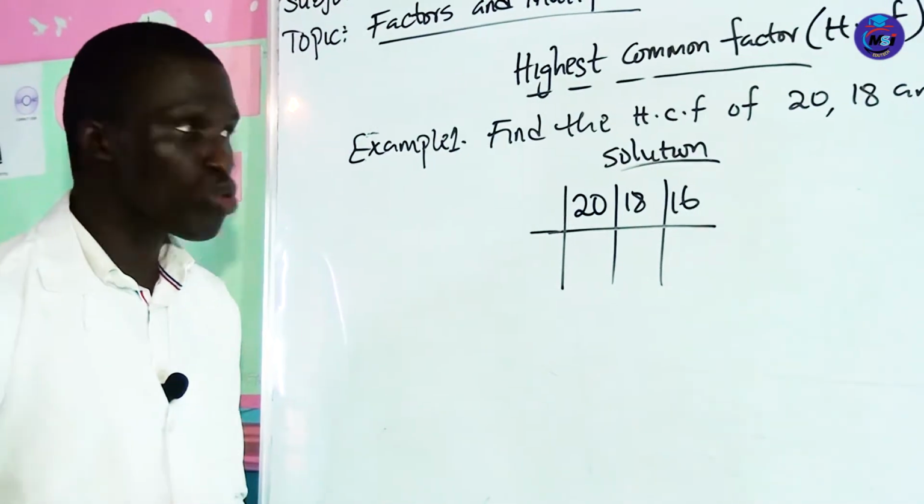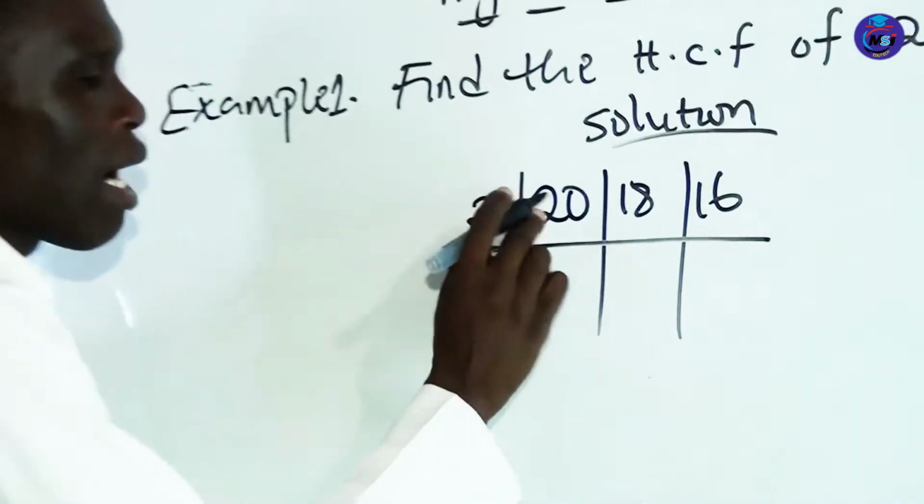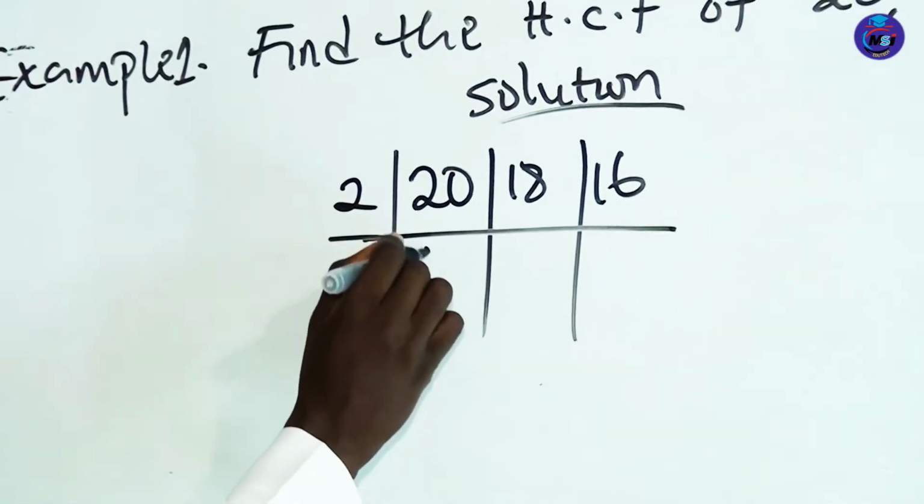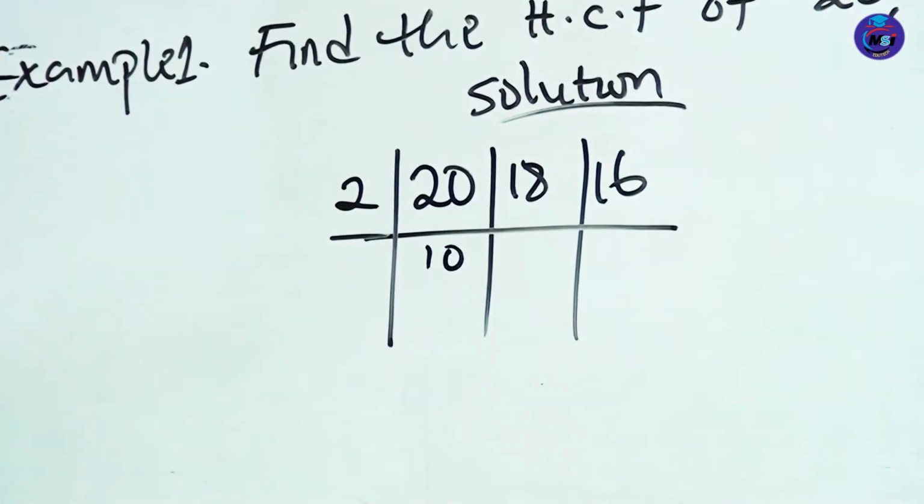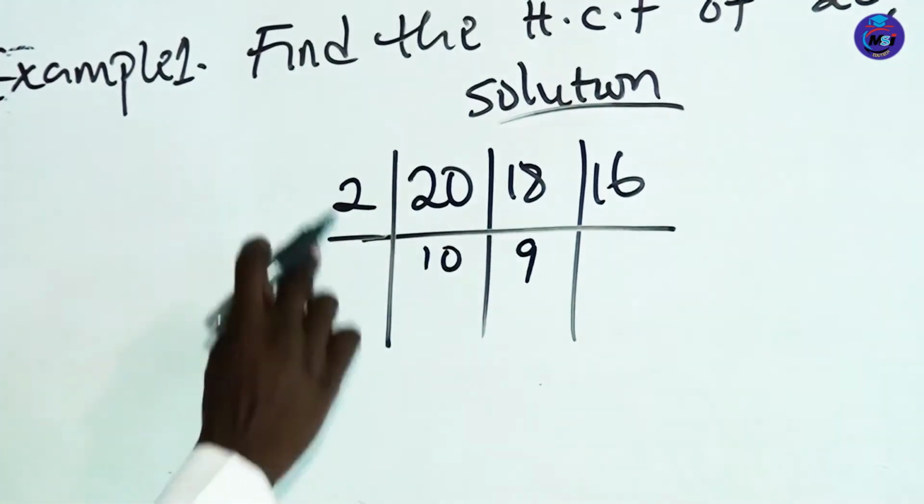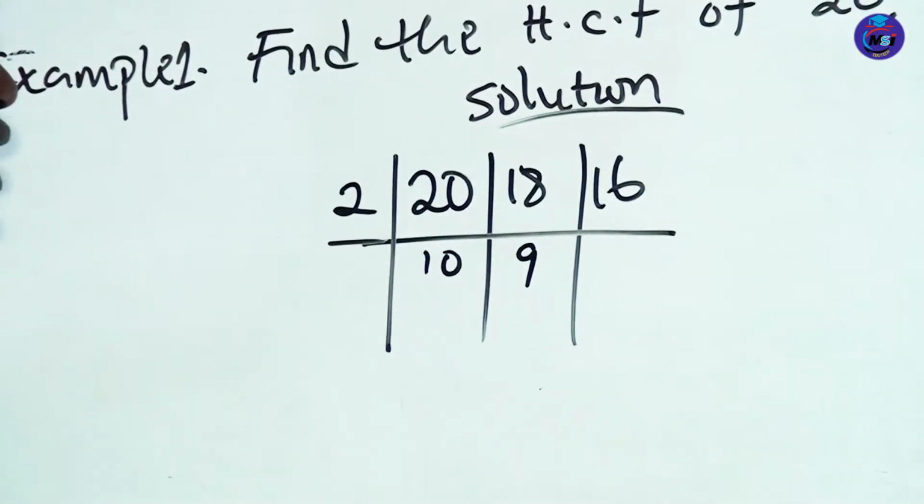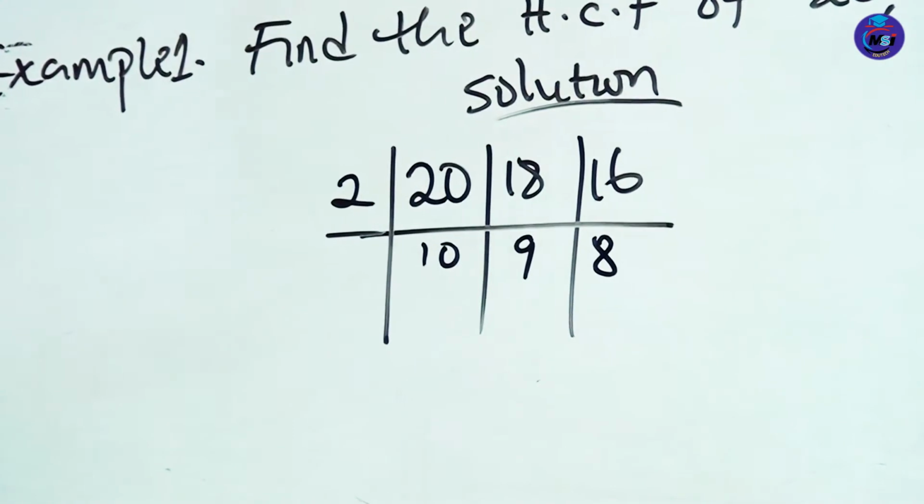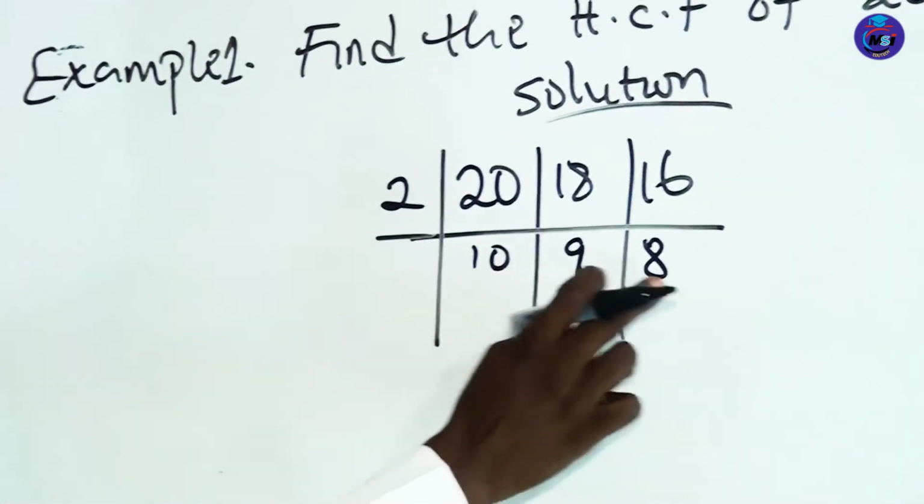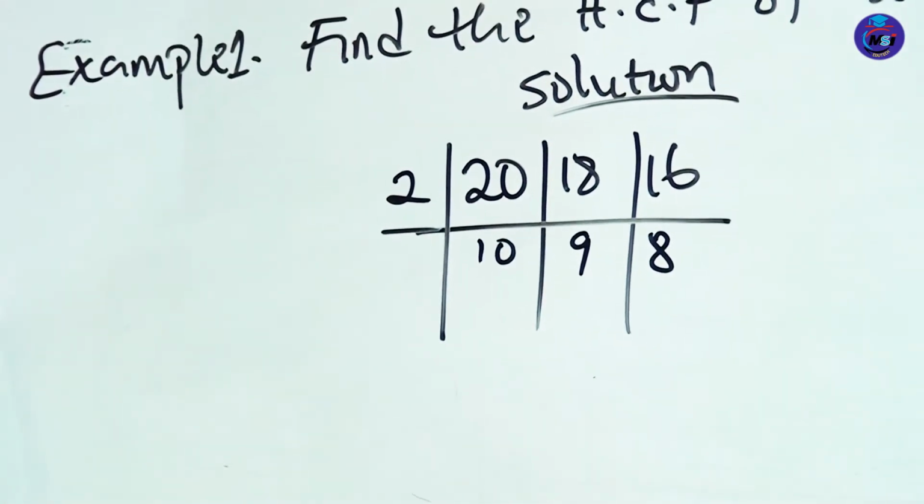Okay, we can use 2. How many 2 can we get in 2? 1. Bring down the 0. How many 2 can we get in 18? It's 9. How many 2 can we get in 16? It's 8. Now, is there any number we can use to divide 10, 9, and 8 without remainder?